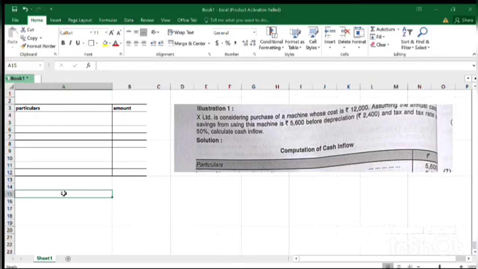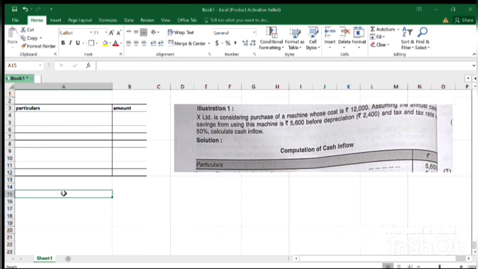Welcome students. So today we are going to start with the next chapter of financial management, which is investment decision. This chapter is very important in terms of practical sums. Mainly two sums are asked from this chapter. So we will not do any kind of theory here. We will only focus on the practical aspect of this chapter.